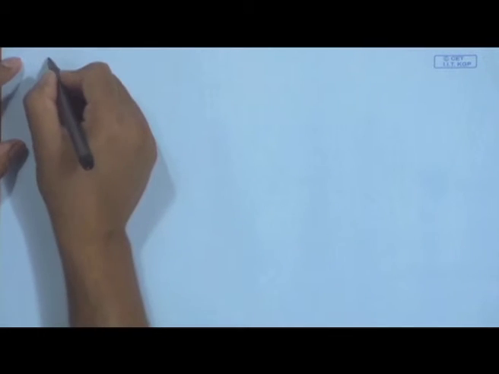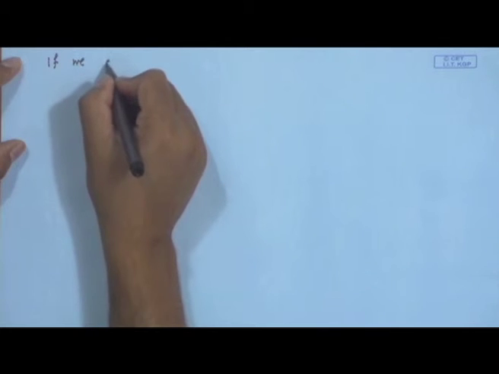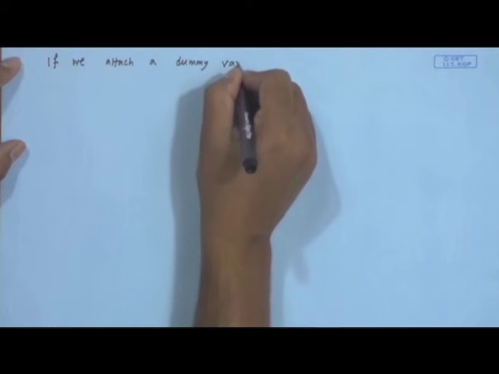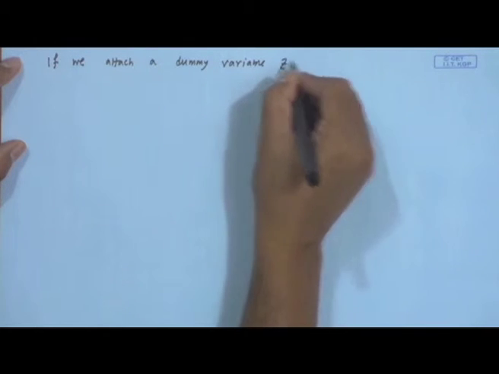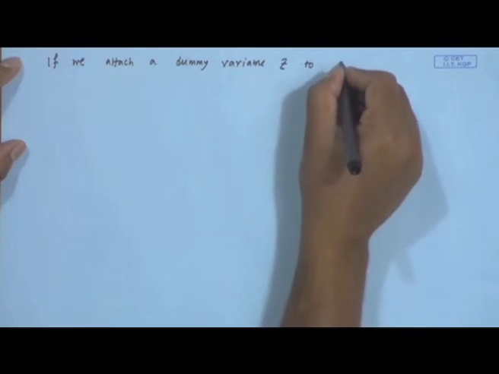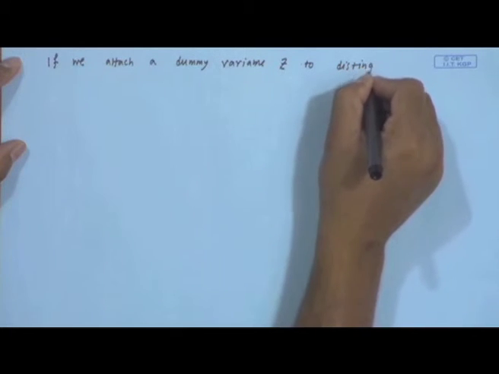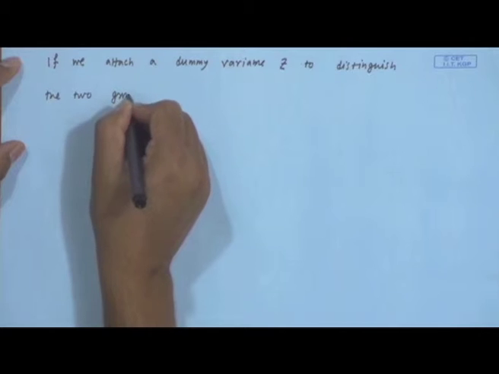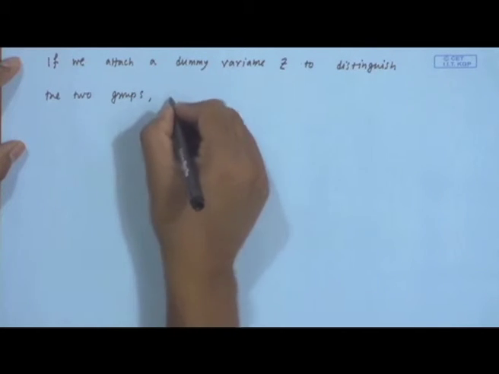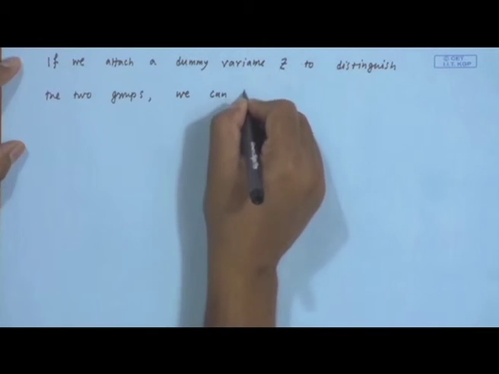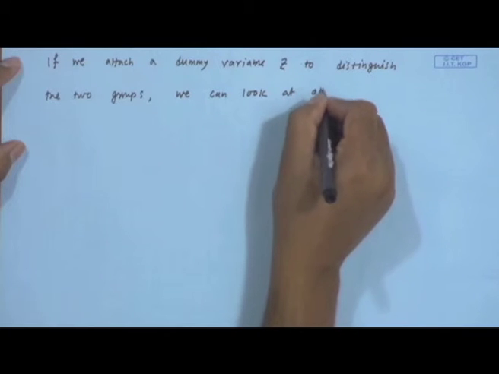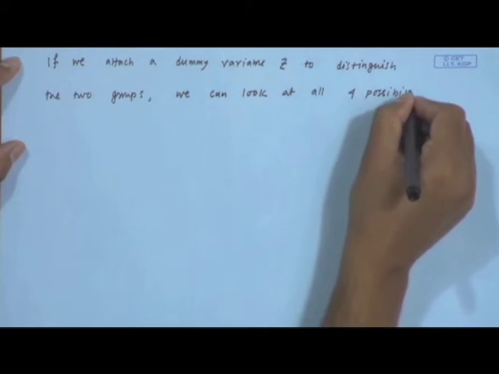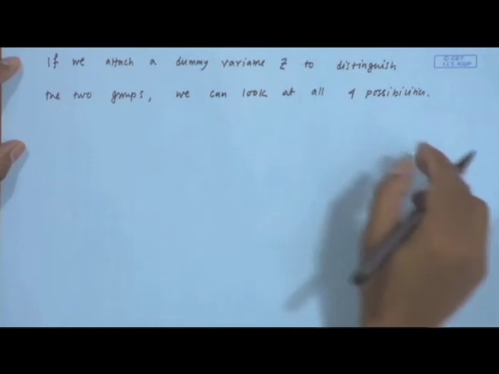So, if we attach a dummy variable z to distinguish the two groups, we can look at all four possibilities. Okay, you understood what I mean by four possibilities.